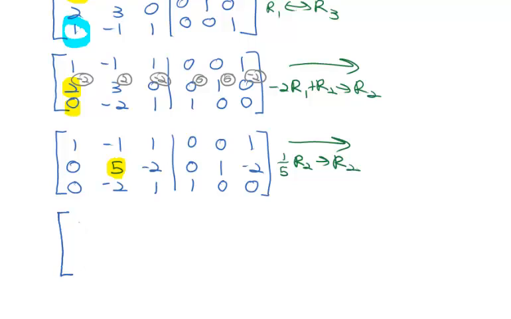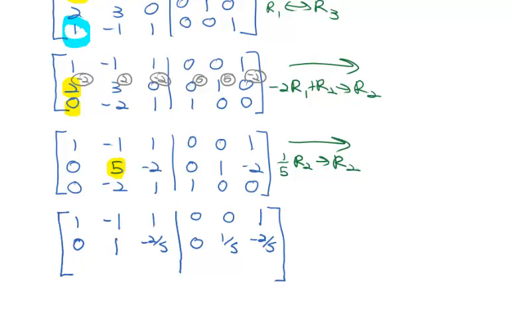When we do that, the top row is unchanged. 1, negative 1, 1, 0, 0, 1. Dividing everything by 5, we get 0. 5 over 5 is 1. Negative 2/5, 0, 1/5, and negative 2/5. And the bottom row is unchanged. 0, negative 2, 1, 1, 0, 0.